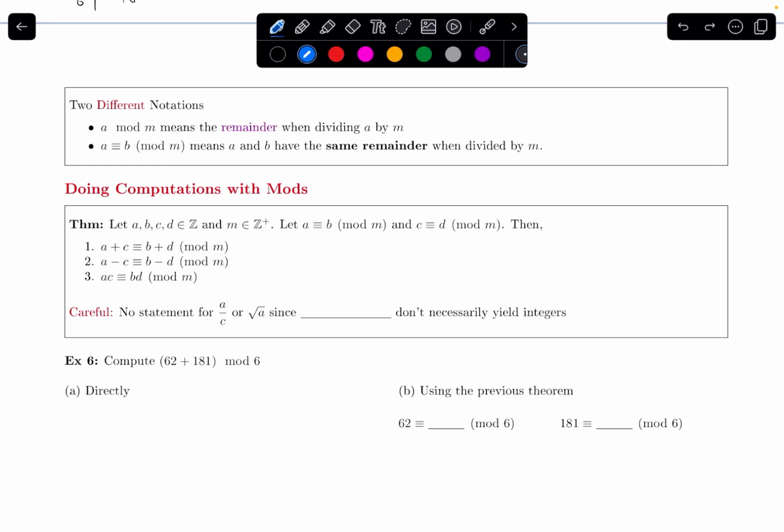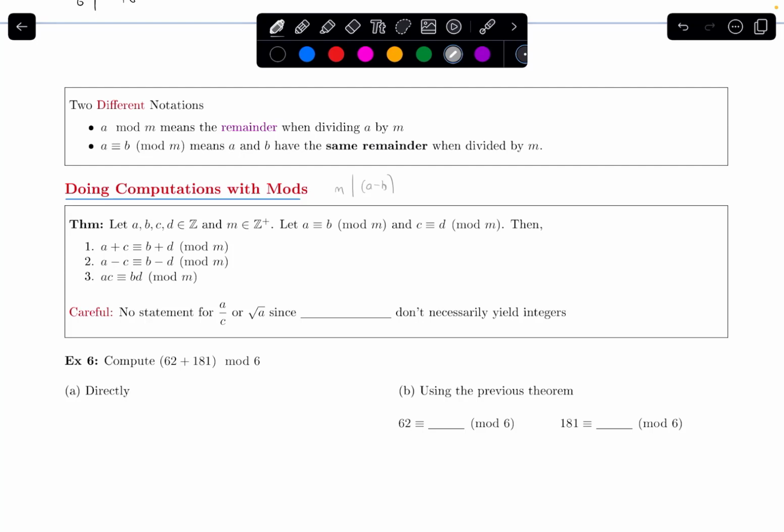In this video, we will talk about how we can use mods to do computations. So I want to start with a theorem which says: let a, b, c, and d be integers, let m be a positive integer, and let a be congruent to b mod m. Remember what that meant was that both a and b have the same remainder when I divide them by m. Or an equivalent way to say that is that m will evenly divide a minus b.